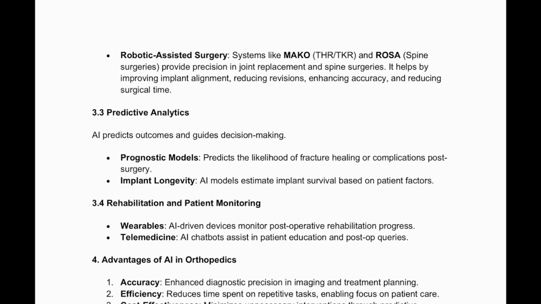Then the next application would be predictive analysis, and this comes under the post-op application. Here we can make prognostic models using AI, which can tell us about fracture healing, and we can also estimate the implant longevity in the patient. Then there is rehabilitation and patient monitoring, which also comes under post-op application of AI. We can make wearables which the patient can wear, and we can monitor the post-op rehab. And then there are AI chatbots, which can be used for patient education and giving them post-op instructions.